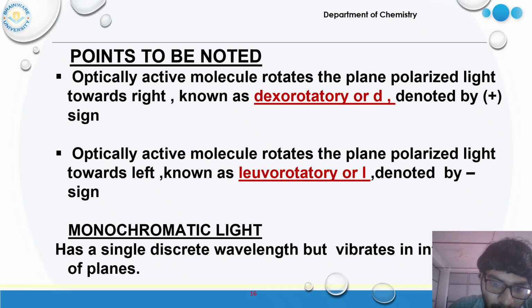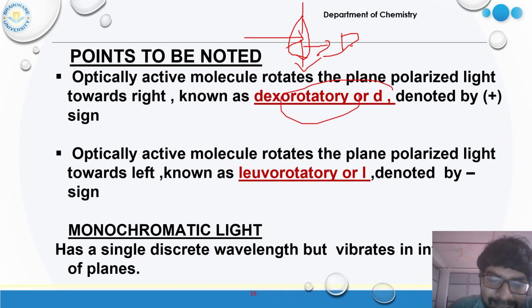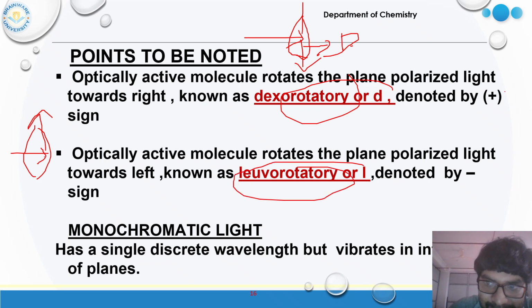So when plane polarized light is passed to the molecule, then the molecule rotates the light towards right. It is right, so it is known as dextrorotatory or D. Similarly, when light is passed to the molecule, then the molecule rotates the light towards where? Left. It is known as levorotatory or small l. So dextrorotatory is denoted by plus and levorotatory is denoted by minus.